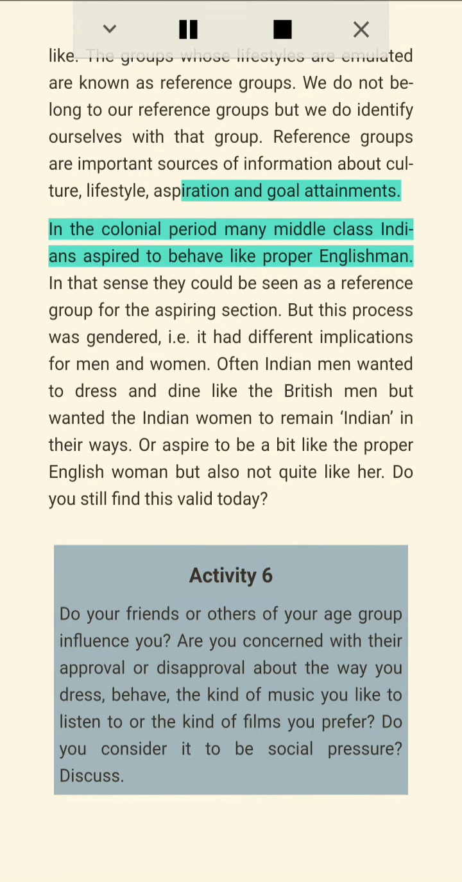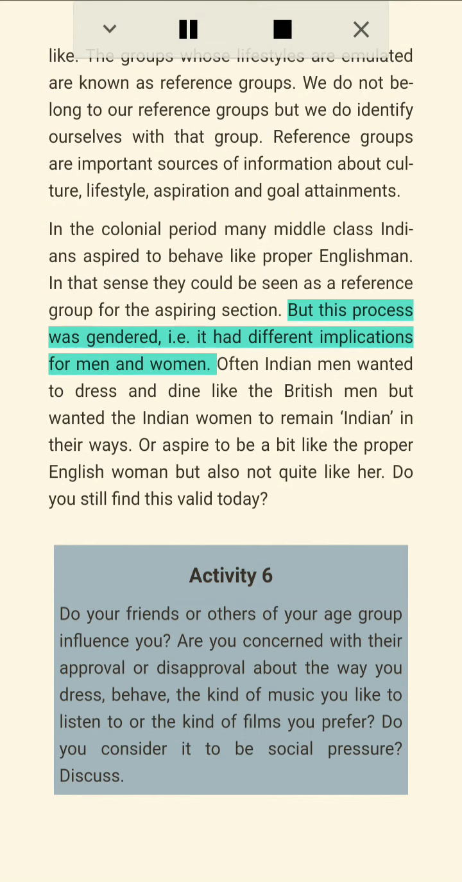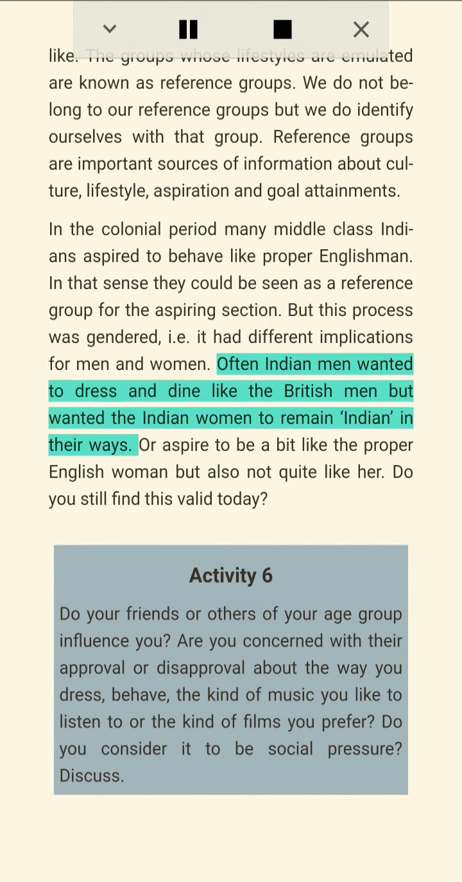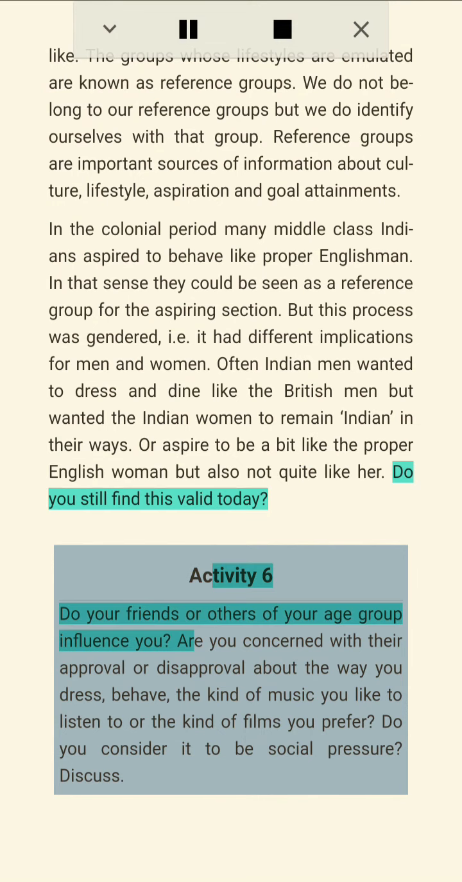Aspiration and goal attainments. In the colonial period, many middle-class Indians aspired to behave like proper Englishmen. In that sense, they could be seen as a reference group for the aspiring section. But this process was gendered, i.e. it had different implications for men and women. Often Indian men wanted to dress and dine like the British men but wanted the Indian women to remain Indian in their ways. Or aspire to be a bit like the proper English woman but also not quite like her.